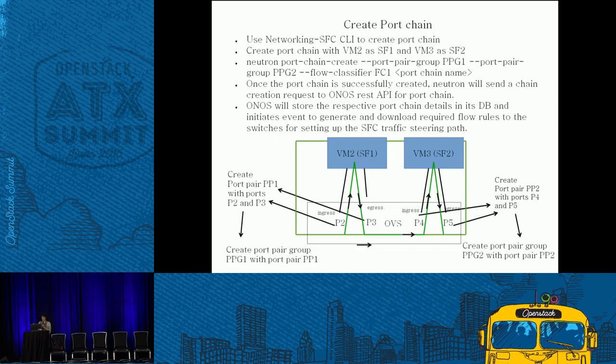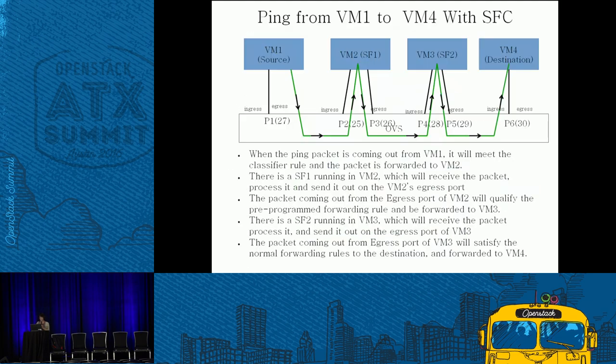And last, the CLI is to create the port chain. This port chain associates the traffic classifier, which was created before, with a sequence of port pair groups that were created before. Once this is successfully created, ONOS will store the port chain details in its DB. And only at this step, it's going to initiate an event to generate and download the flow rules to the data plane components, which is a switch, to set up the service function chain traffic steering path. So these are the processes of creating the service chain.